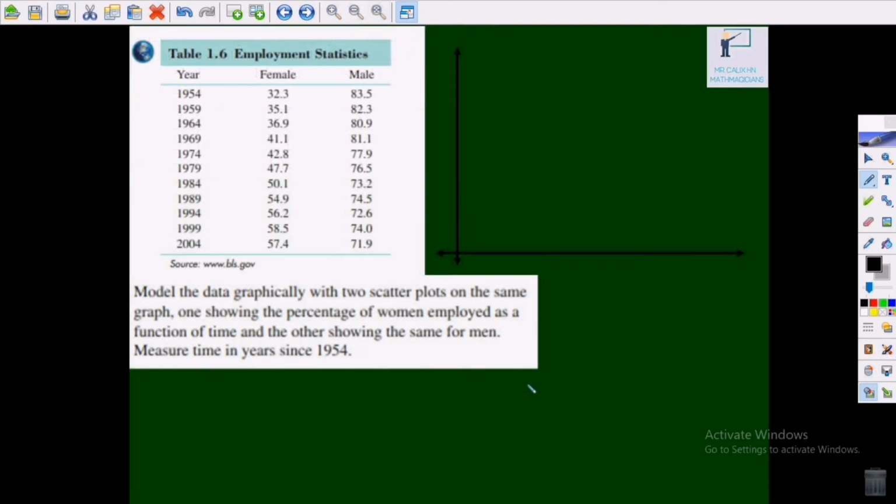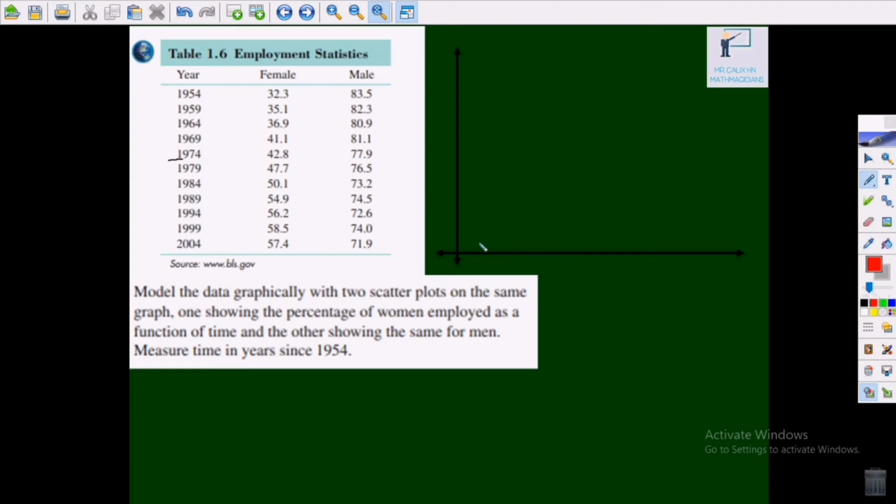Okay, continuing now with the same table, but now it says to model the data graphically with two scatter plots on the same graph, one showing the percentage of women employed as a function of time, and the other showing the same for men. Measuring time in years since 1954. We're not going to do them all. We're just going to work until 1974, okay, because of time. Now, women will be in red color, men will be in blue color.